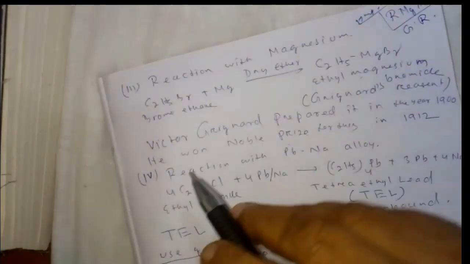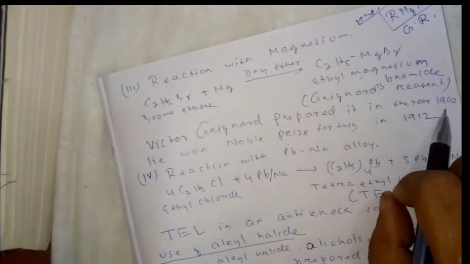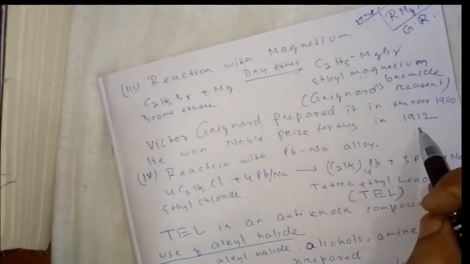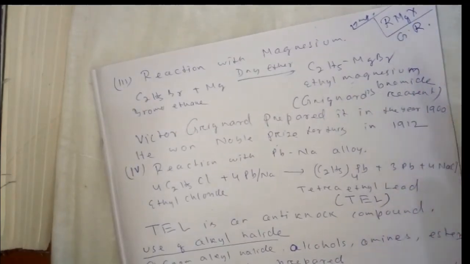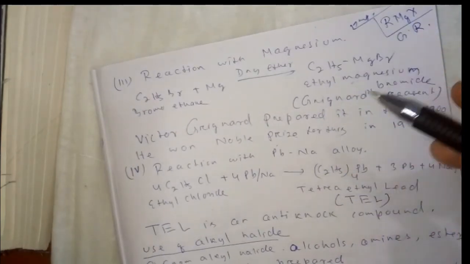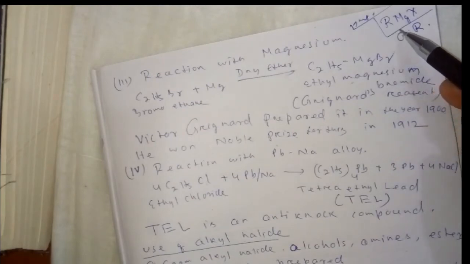Victor Grignard prepared it in the year 1900. He won the Nobel Prize for this in 1912 because it is used as a synthetic reagent. From this, other organic compounds can be prepared easily. So it is called a synthetic reagent.